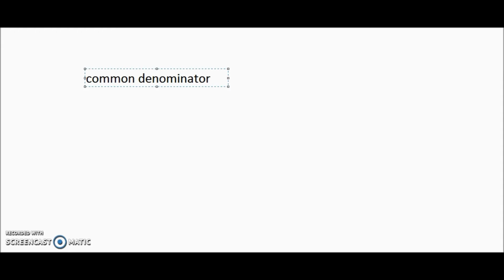So a common denominator is something that we have to find whenever our fractions don't have the same denominator. So let's use a really, really easy example of 1 over 2 and 1 over 3. If we look here, the denominators are not the same. So now we have to go find something called a common denominator. The common denominator is going to be a factor that both the 2 and the 3 are going to go into.